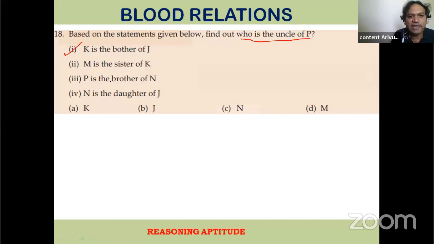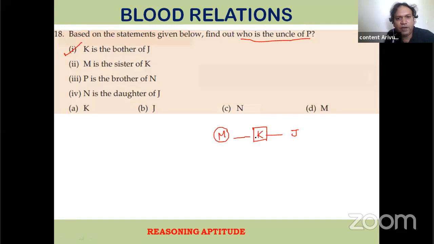First statement, K is brother of J. So K is brother of J. K is brother, so put a square. M is sister of K. Again, sister means horizontal line. And M is a sister, so we put a circle around M.